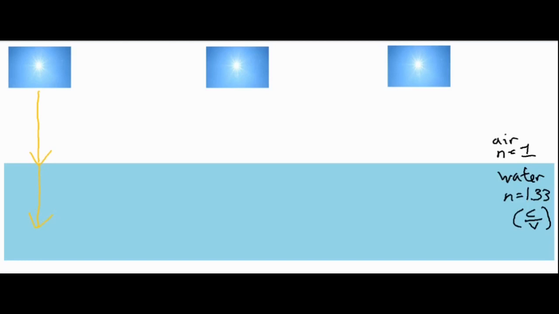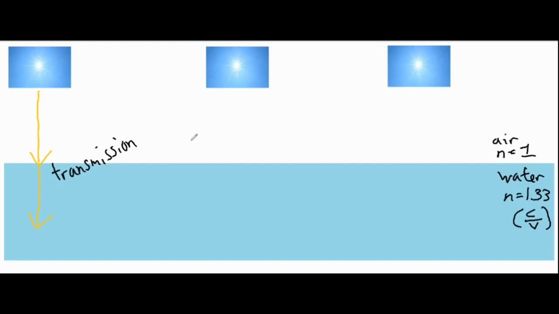So as the light hits the surface of the water, it does actually slow down a little bit, but it just goes from one water molecule to the next and it goes straight down. So that's just a regular straight transmission, where the ray of light gets transmitted from the air to the water.